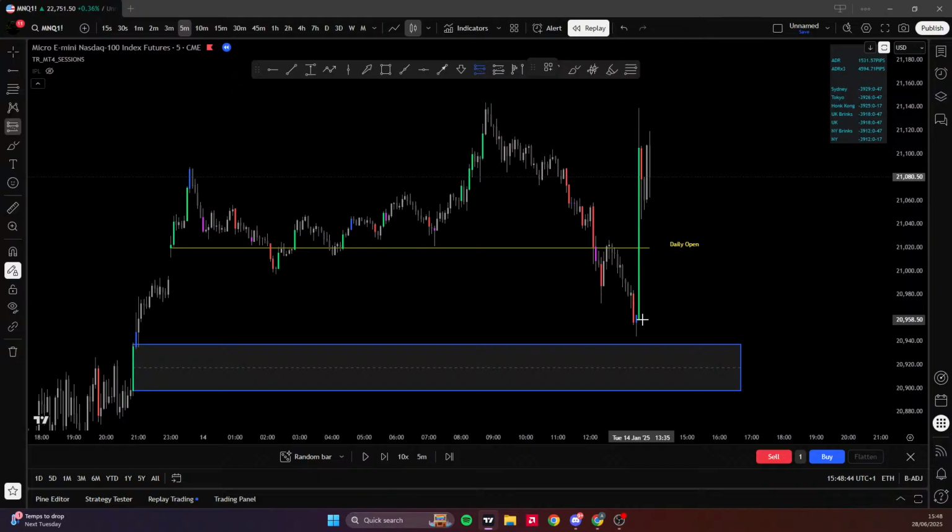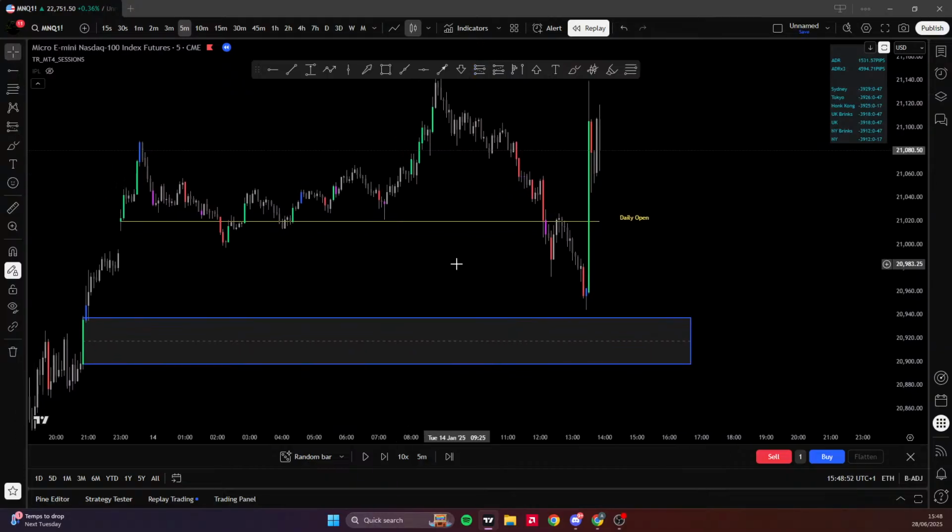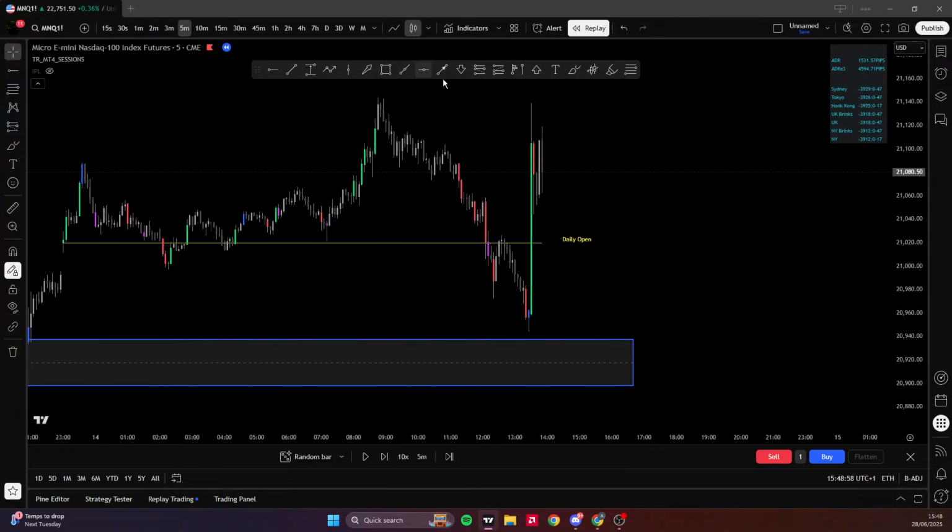You have to be like a surgeon. You have to be so precise. You gotta have sniper entries. You gotta just be in when you see your confirmation, and just look at that. If you were in, you don't even have to be in there.